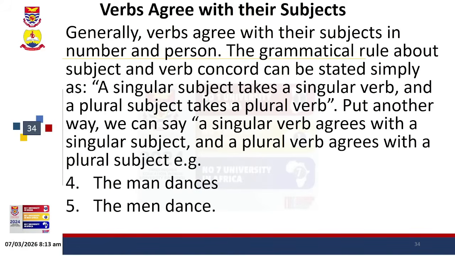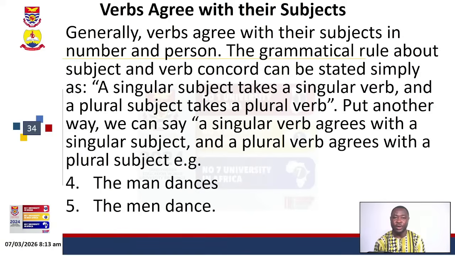Generally, verbs must agree with their subjects in terms of number, how many subjects we are talking about, and the person, whether first, second, or third. The grammatical rule about subject and verb concord can be stated simply as, this is the basic rule: a singular subject takes a singular verb, and a plural subject takes a plural verb. This is basic, everybody should know.